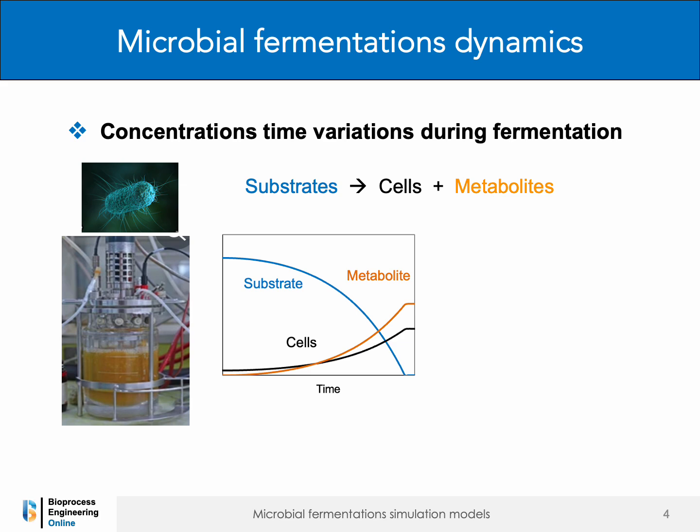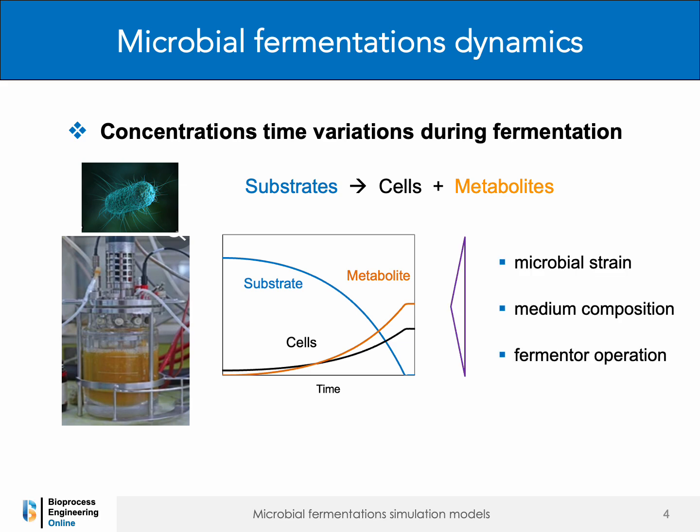When microbial cells are cultivated in bioreactors containing nutrient-rich media, they consume essential substrates, such as sugars, nitrogen sources, and, in the case of aerobic fermentations, oxygen. These substrates are metabolized and transformed into microbial biomass, along with various fermentation products or metabolites. Throughout the fermentation process, the composition of the culture medium changes continuously. Typically, substrate concentrations decrease over time, while biomass and product levels increase.